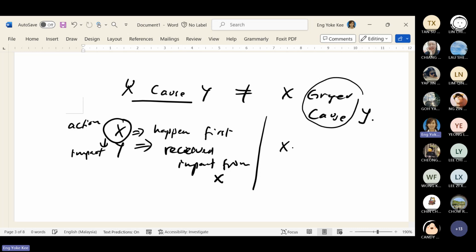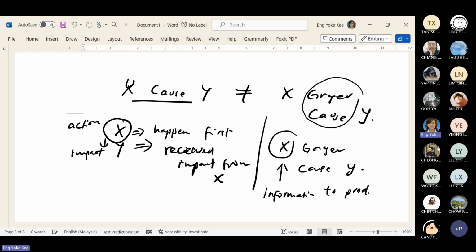So when I say X Granger causes Y, meaning to say what? X contains information to predict Y. It's a different story. There is no action in X, there's no impact on Y. It only tells you that X is a very informative variable for you to predict the future value of Y.